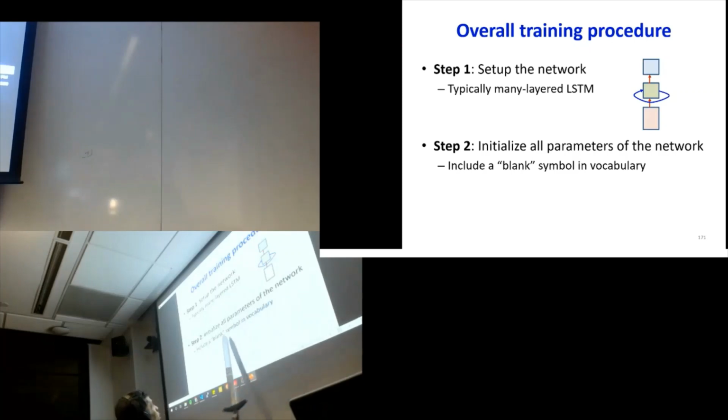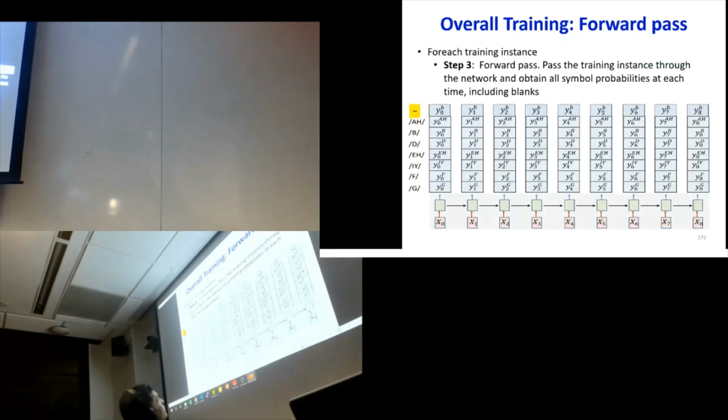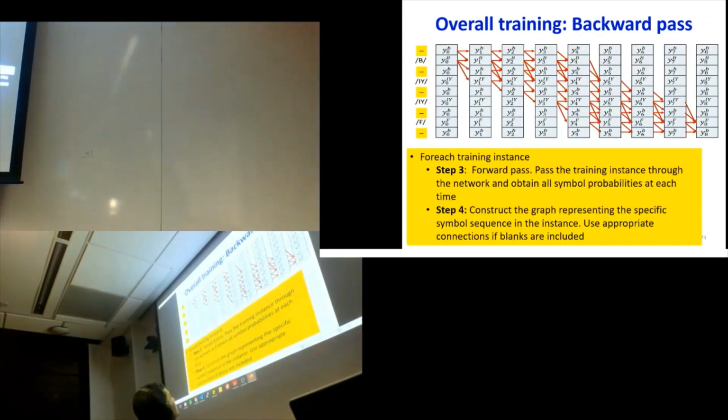You initialize all parameters of the network. You include a blank symbol in the vocabulary. This is the key piece. And then subsequently, for each training instance, you would pass the training instance through the network, and the outcome is going to be this matrix of probabilities, where each column gives you a probability distribution over all symbols given all inputs until that time. This matrix includes probabilities assigned to the blank symbol.